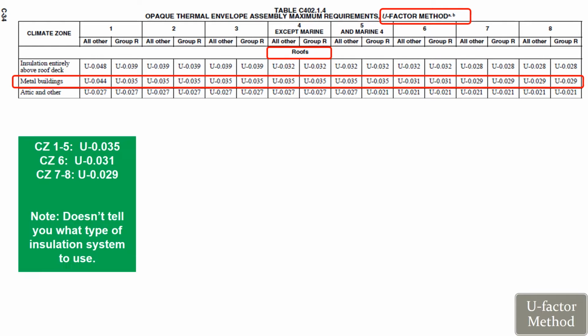So let's look at metal building roofs for the U factor. In summary, climate zone 1 through 5, climate zone 6, climate zone 7 and 8 have different U factor thresholds, and it does not require you to use a specific insulation type. You could use all continuous insulation, you could use all fiberglass, or a combination of the two. And you can also use insulated metal panels, although the tables within 90.1 do not describe insulated metal panels, so you need to get with your product supplier.